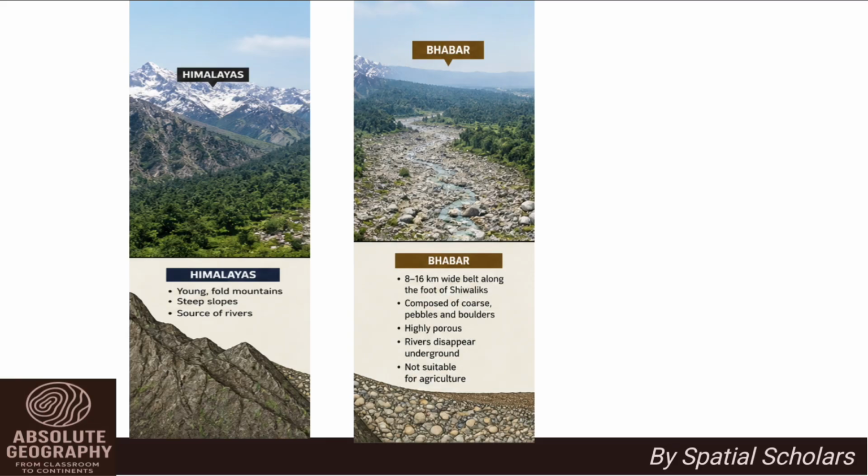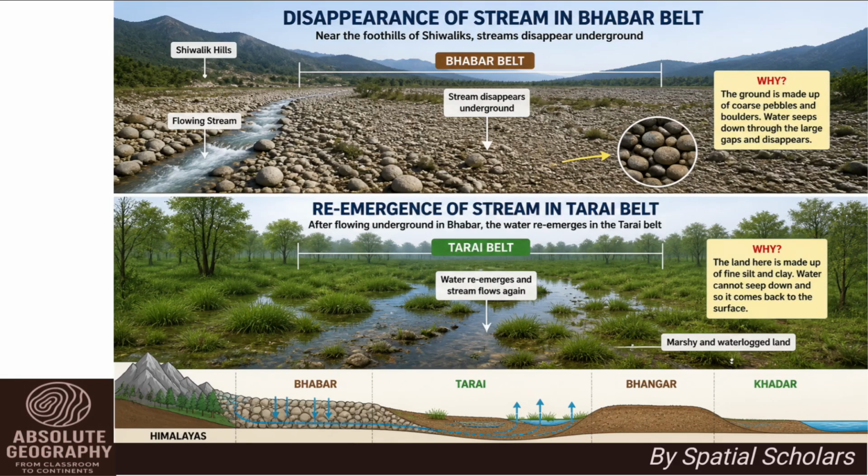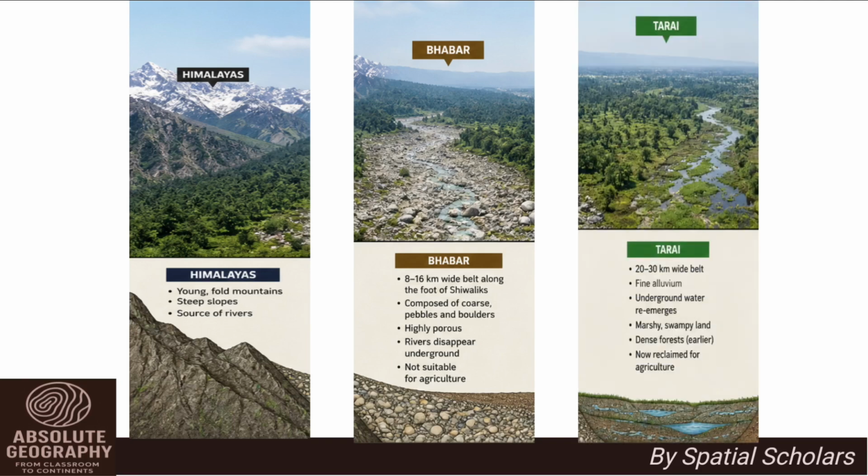To the south of the Bhabar lies the Tarai region, which runs parallel to it. In this region, the underground streams of the Bhabar re-emerge on the surface. This leads to the accumulation of water and creates wet, marshy and swampy conditions. The alluvium deposited here is much finer than that found in the Bhabar region. The Tarai belt is about 20 to 30 kilometers wide and was once covered with dense forest and rich wildlife. However, much of this land has now been reclaimed for agriculture.